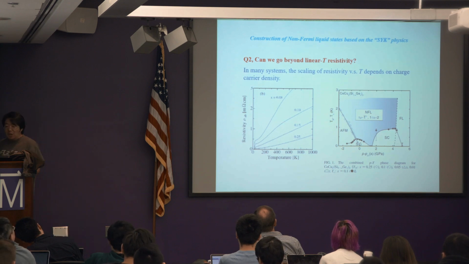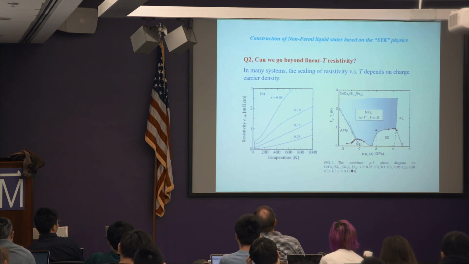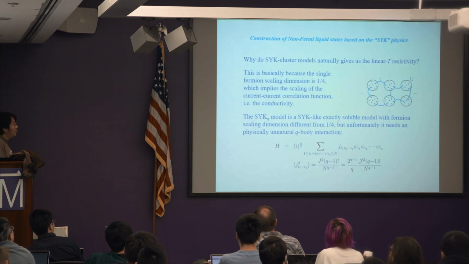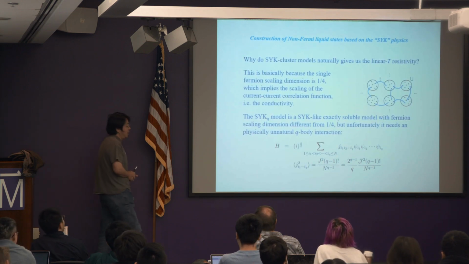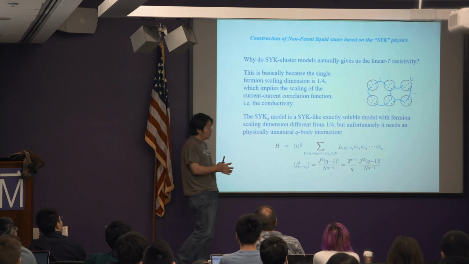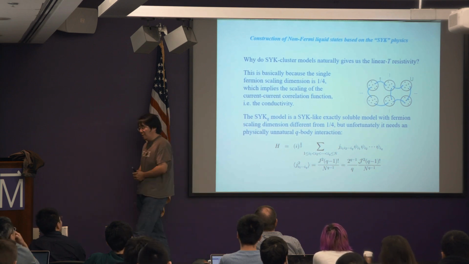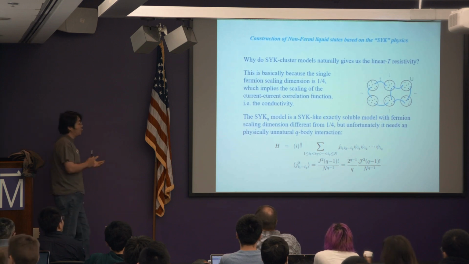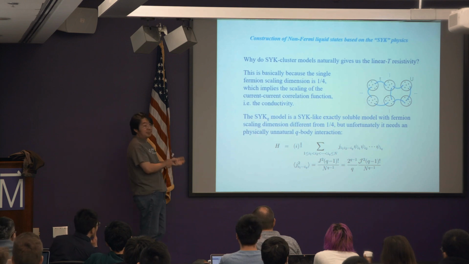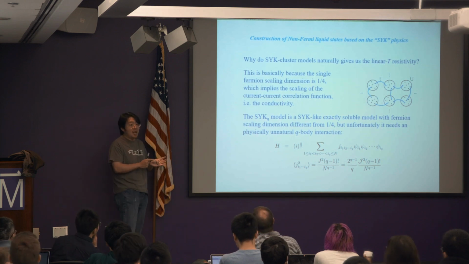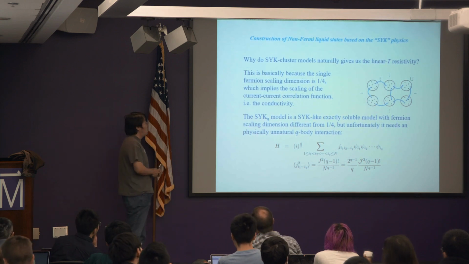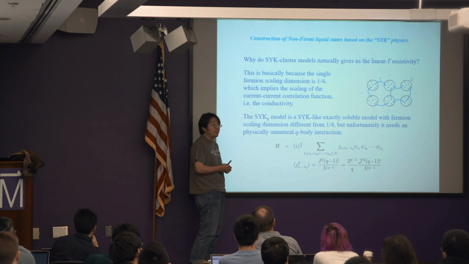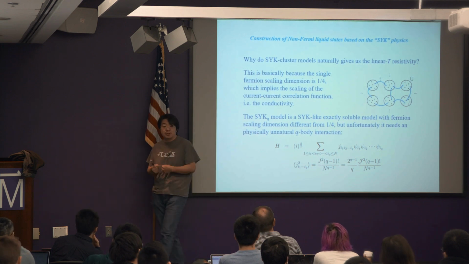So the question is: can we construct a series of exactly soluble, or at least pretty controlled, limits based on the SYK physics? First of all, we don't have the randomness; we have a non-random interaction. And second, we have a tunable scaling of transport.